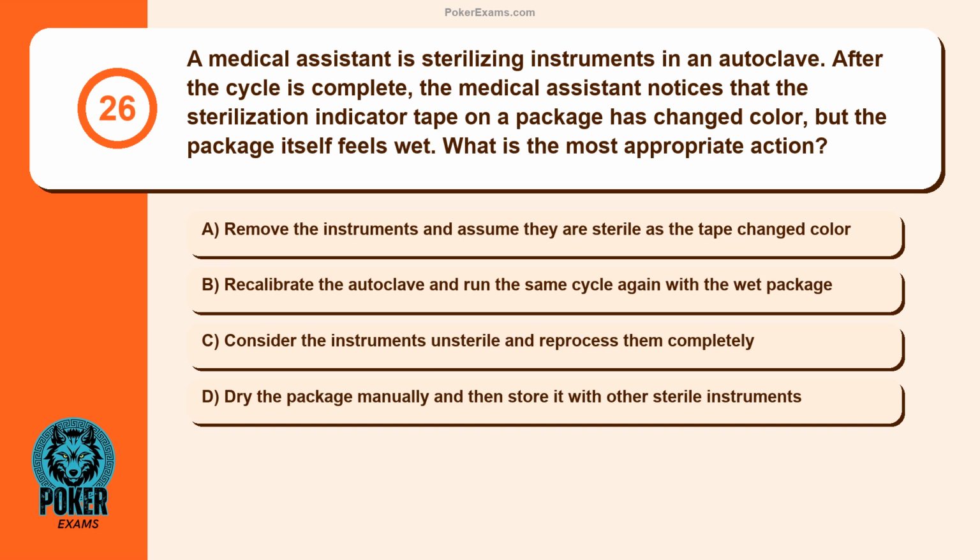Question 26. A medical assistant is sterilizing instruments in an autoclave. After the cycle is complete, the medical assistant notices that the sterilization indicator tape on a package has changed color, but the package itself feels wet. What is the most appropriate action? Remove the instruments and assume they are sterile as the tape changed color. Recalibrate the autoclave and run the same cycle again with the wet package. Consider the instruments unsterile and reprocess them completely. Dry the package manually and then store it with other sterile instruments.